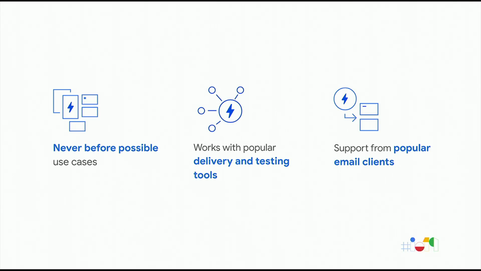So with AMP for email, you can bring engaging experiences into your emails, shifting them from being static, flat messages to dynamic, interactive mini applications. Your emails can fetch up-to-date information and allow users to take action right from the message. AMP for email is compatible with a bunch of the tools that you already use for delivery and testing. And maybe most importantly, it's on track to be working with a bunch of the most popular email clients out there.